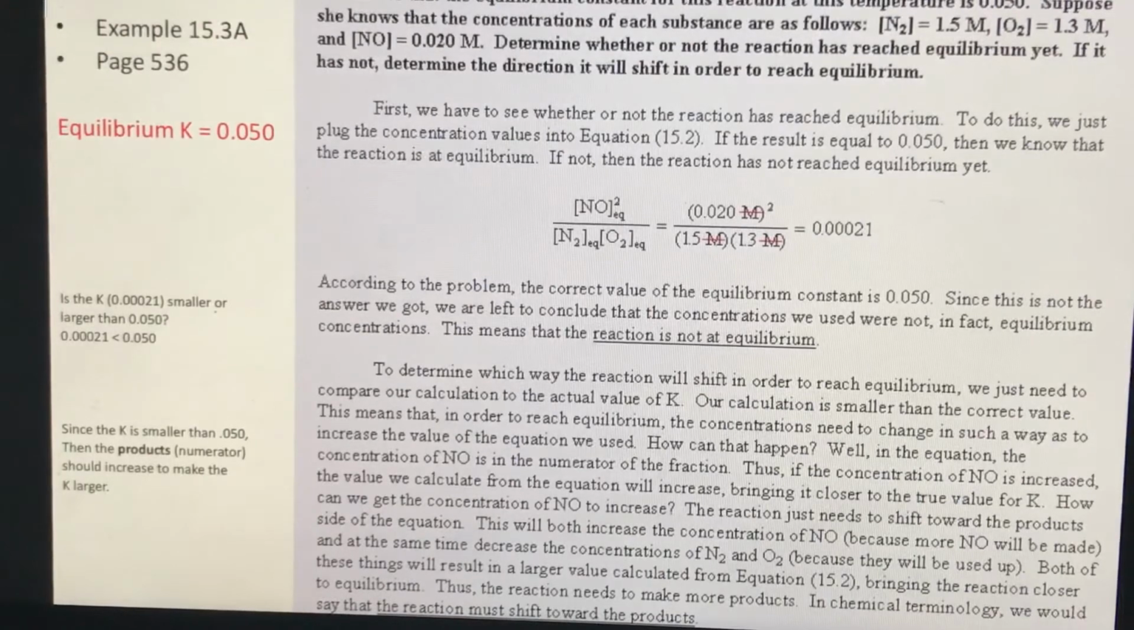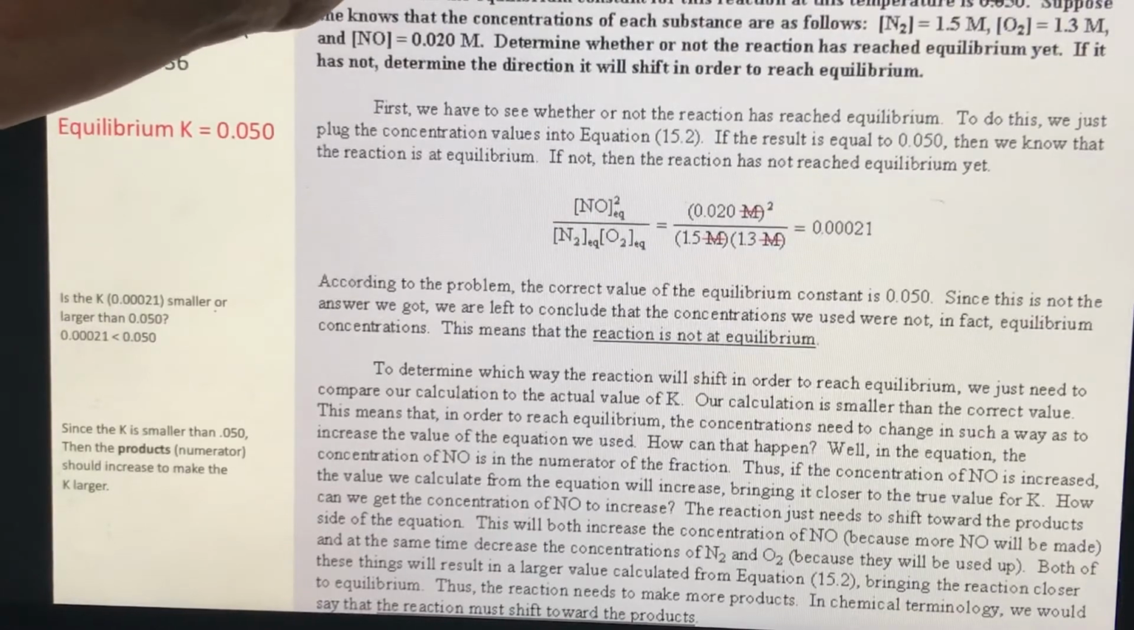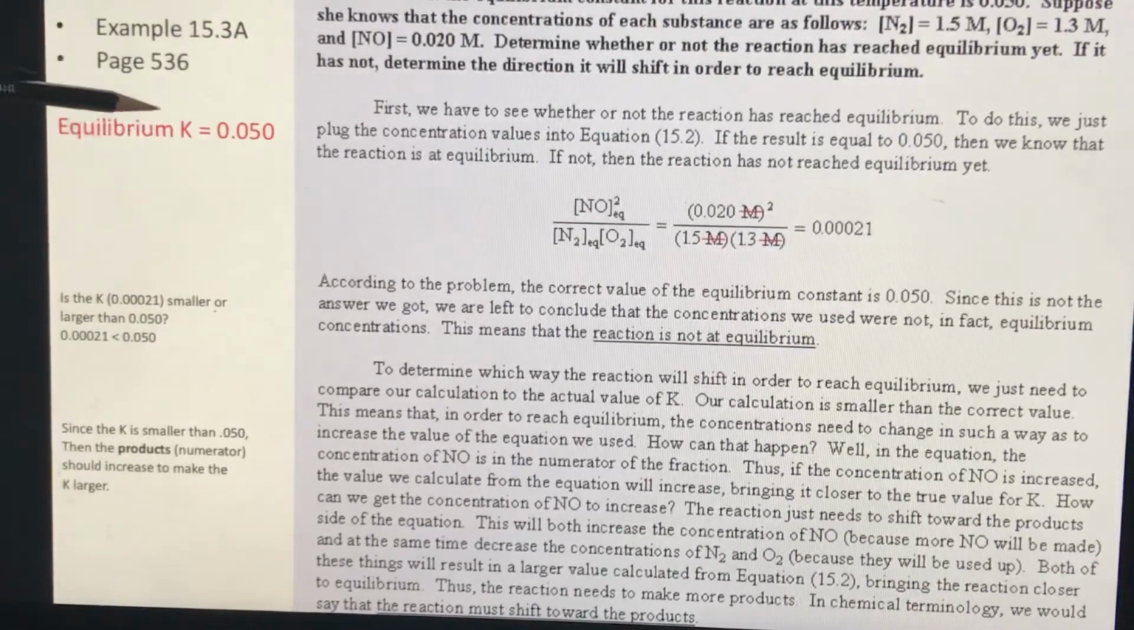So first of all, looking at the phases here, we can see they're all gas, so they're all going to be included in our calculation for K. It says she knows that the equilibrium constant for this reaction at this temperature is 0.050. All right, so that's an important piece of information for this problem.